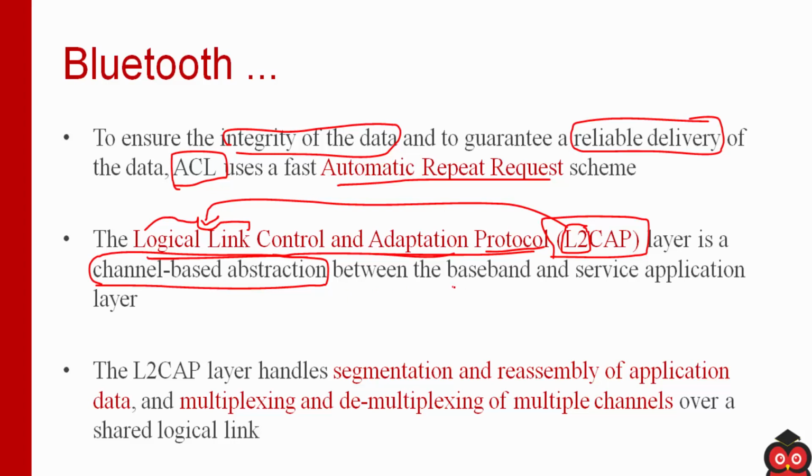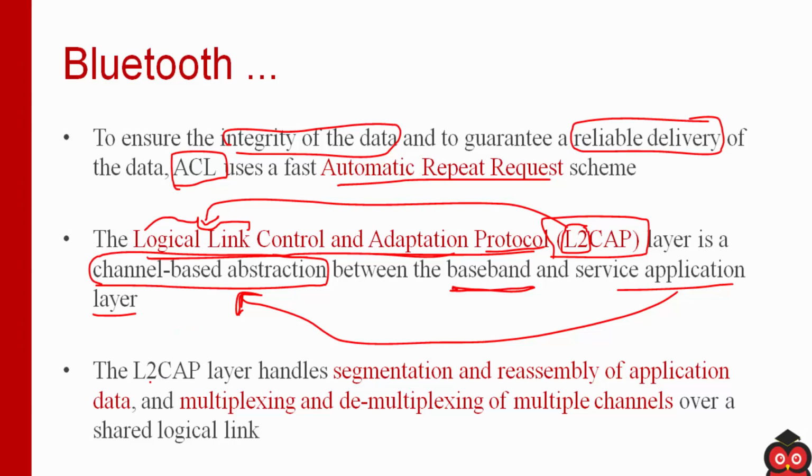It sits between the baseband layer, which is a part of the physical layer, and the application layer. The Bluetooth application will see channels. It will not see the physical links, it will see a channel, and this channel will be talking with the physical link. It is a kind of virtual thing, you can think of it like that, it's an abstraction.